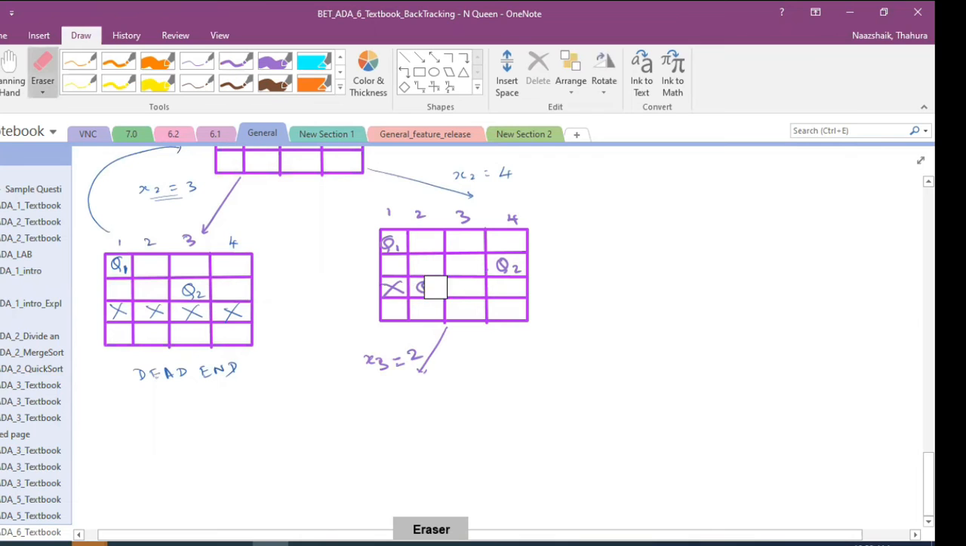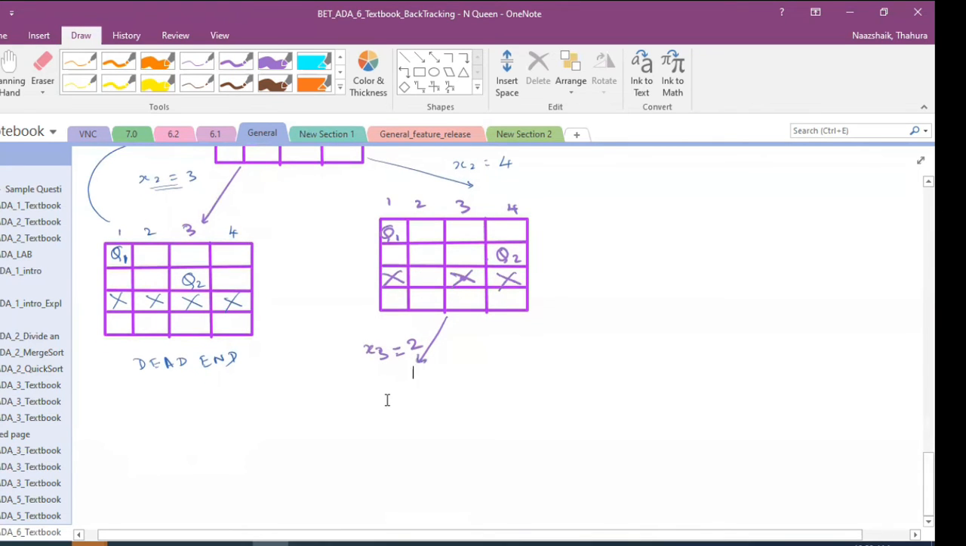Any other choices? Let's see here also. Is this okay? No, because it's hitting here, right? And obviously not possible here because it will hit here. So I don't have any alternate choice. I have only one choice of putting it here. So let's explore that.